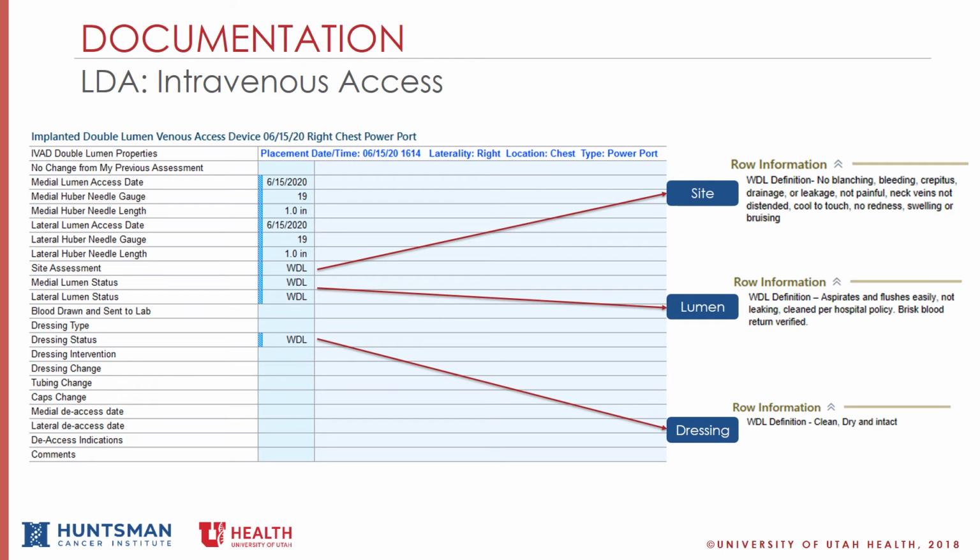Let's review the lumen status. The WDL definition for lumen is it aspirates and flushes easily. There's no leaking, and it's cleaned per hospital policy. There's also brisk blood return. So when you flush any kind of IV, you can chart it here that it flushes easily. Next would be the dressing status. When you're charting WDL on the dressing, you are saying the dressing is clean, dry, and intact.